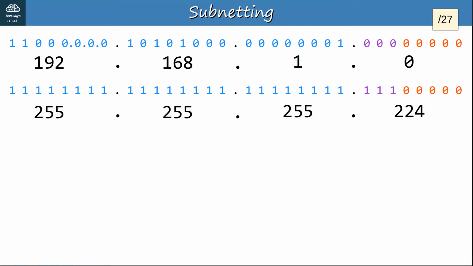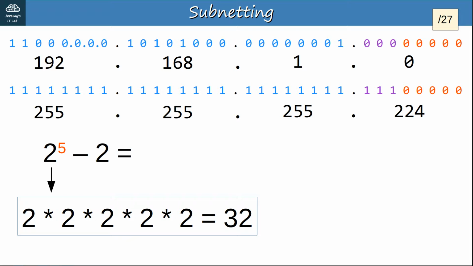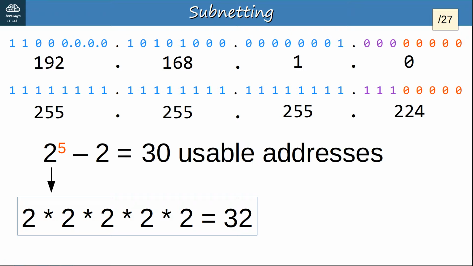How about /27? There are 5 host bits, so the formula is 2 to the power of 5 minus 2. And 2 to the power of 5 is 2 times 2 times 2 times 2 times 2, which equals 32. So that means 30 usable addresses. Again, not enough for 45 hosts.